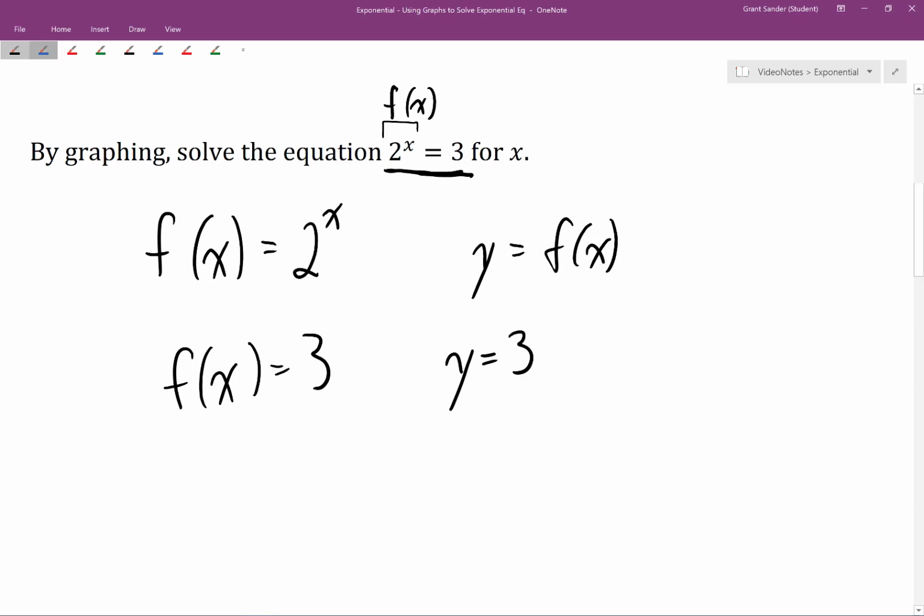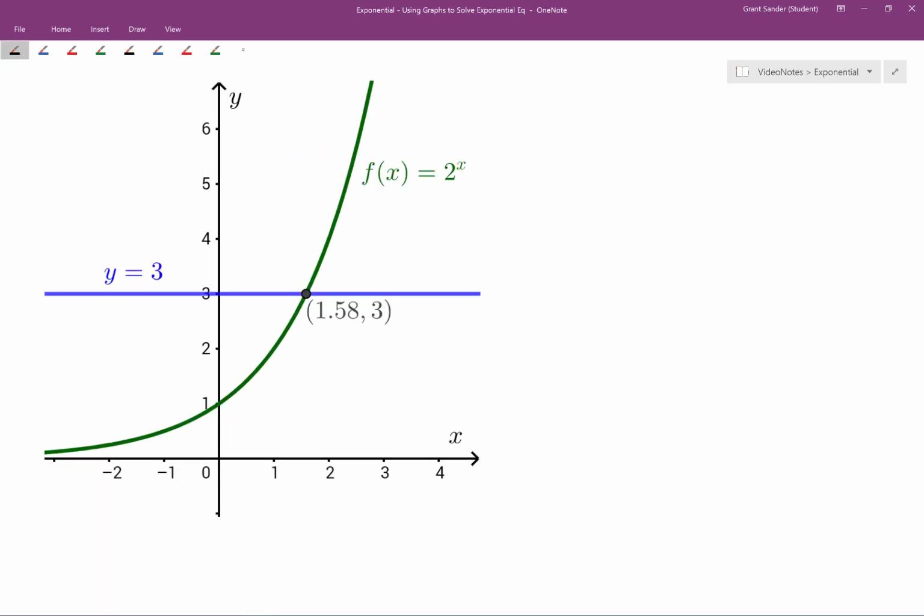So if we plotted the graph of this function f of x equals 2 to the x, as well as the horizontal line y equals 3, we could find the intersection point of those two graphs to find the value of x that makes both of those things true. So if you plot those things into your graphing calculator, you should get two plots. Take a second to do that. The graph you get should look something like the following.